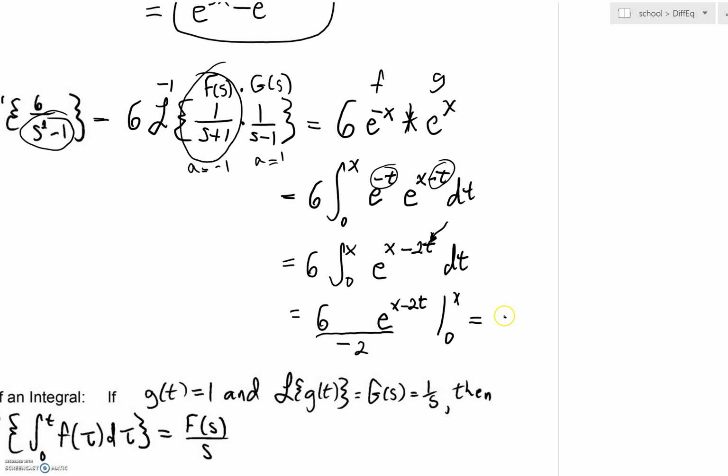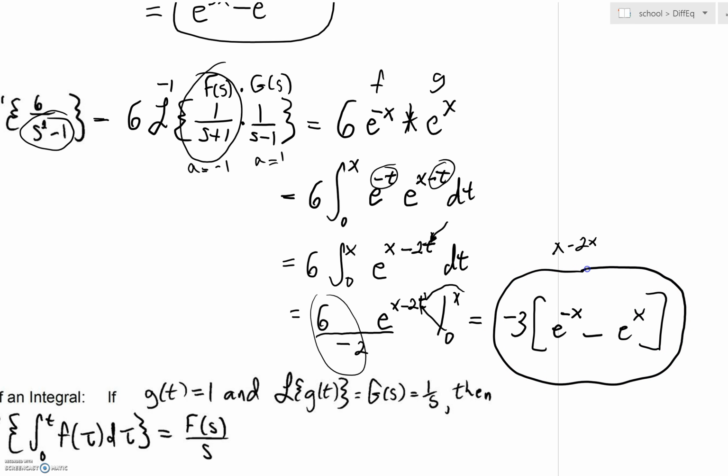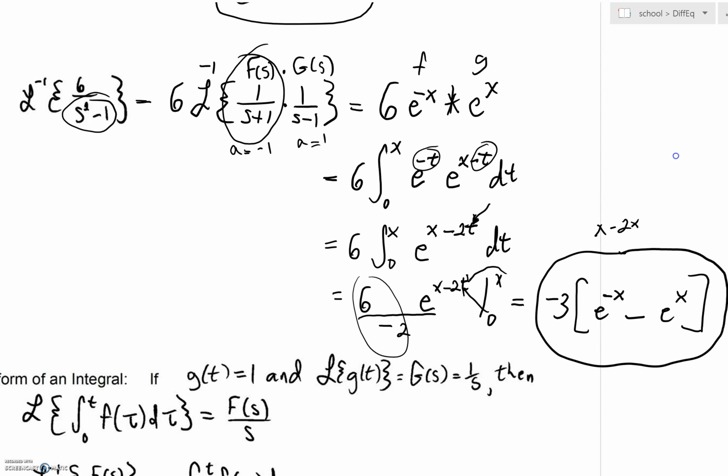So really we've got negative 3 out in front. That's your 6 divided by negative 2. And then as we substitute x in for t, that would be x minus 2x. That's going to leave us with e to the opposite x, minus, as we plug 0 in for t, we're just going to be left with e to the x. So right here is, in fact, our final answer. That's the inverse Laplace transform that we're working with. So we can use that convolution to help us.